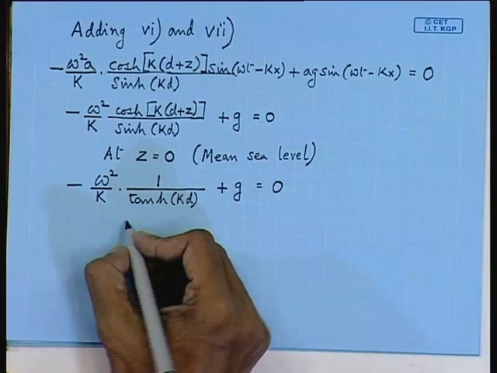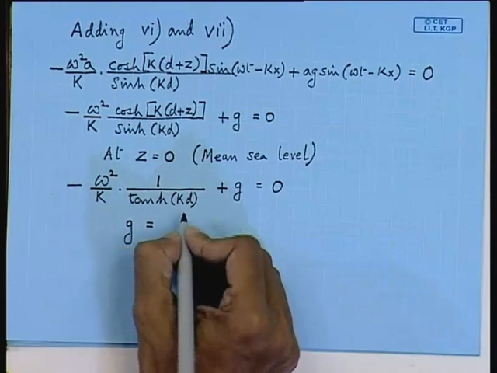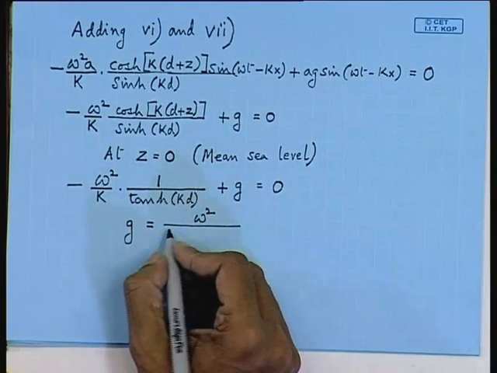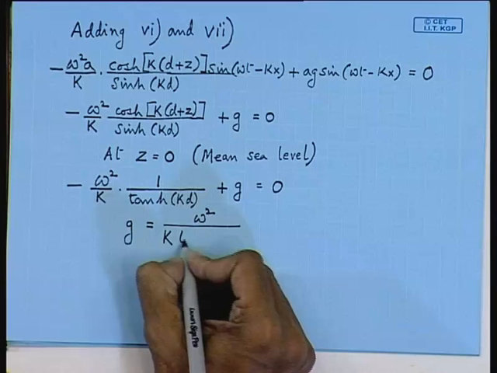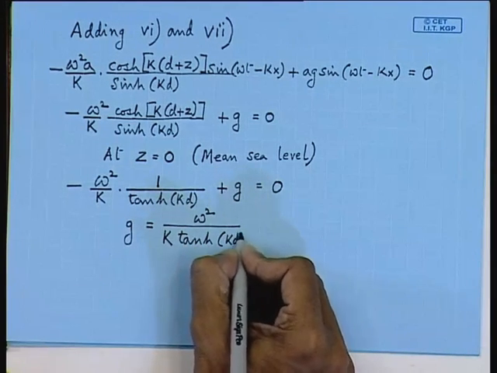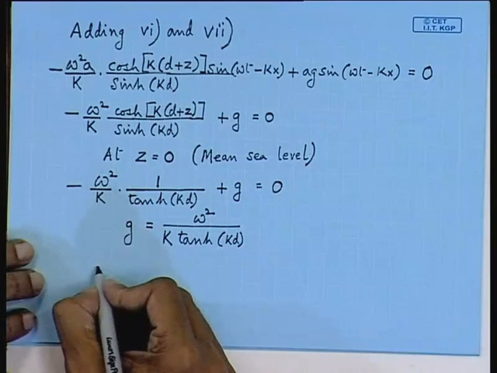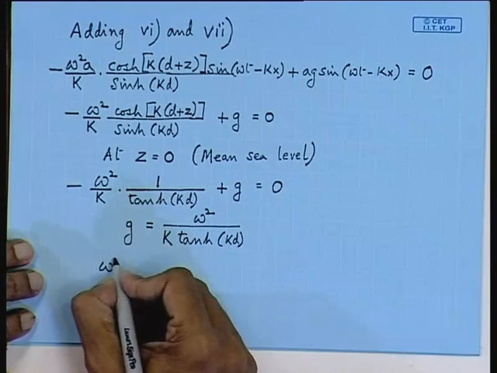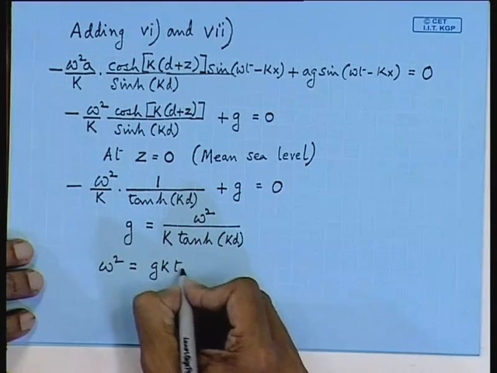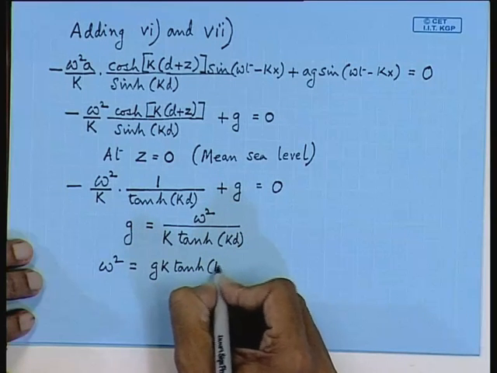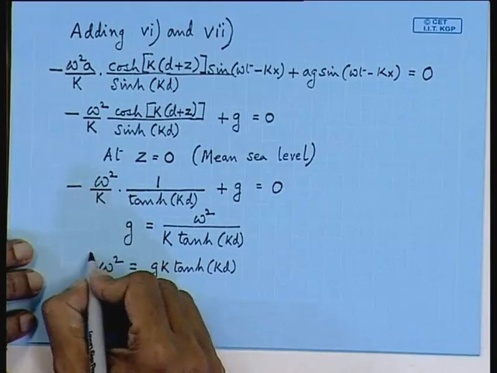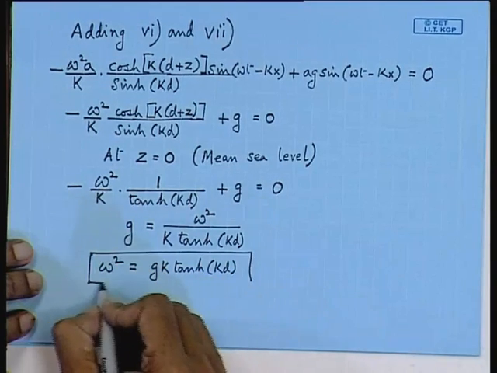So we are getting g equal to, so there are a lot of simplifications. So g is equal to omega square over k tan hyperbolic kd. So now from this equation you can get omega square. So your dispersion relationship is coming as omega square equals gk tan hyperbolic kd. So this expression you should remember. This is called your dispersion relationship.